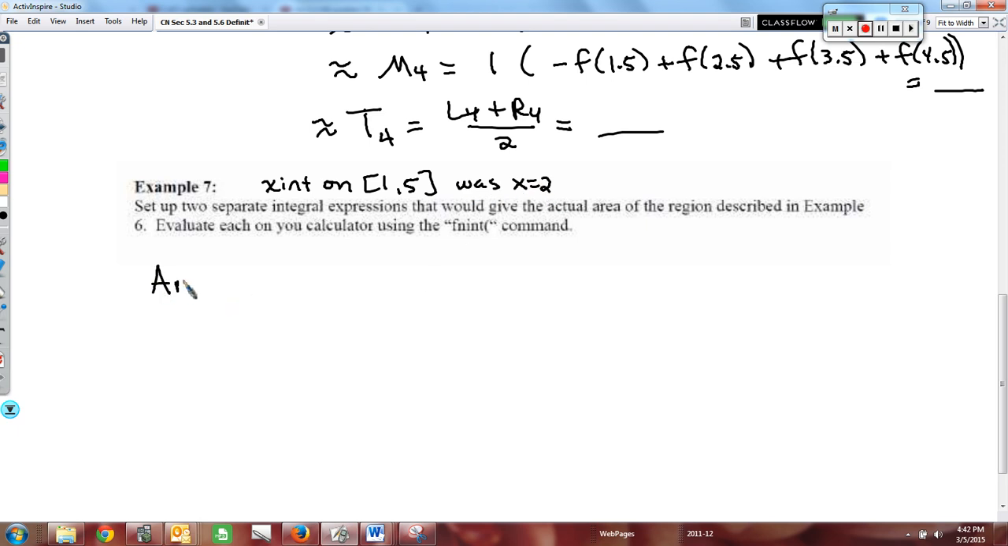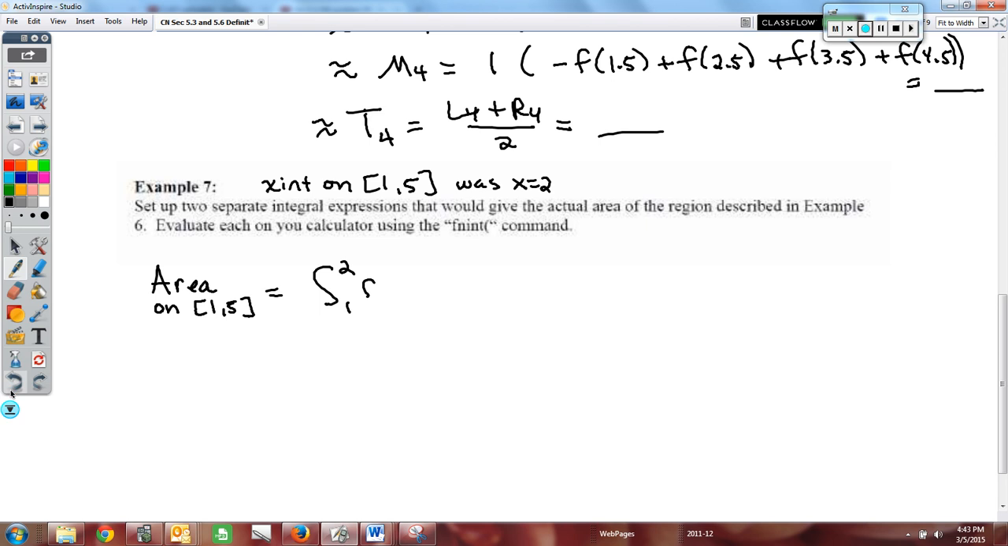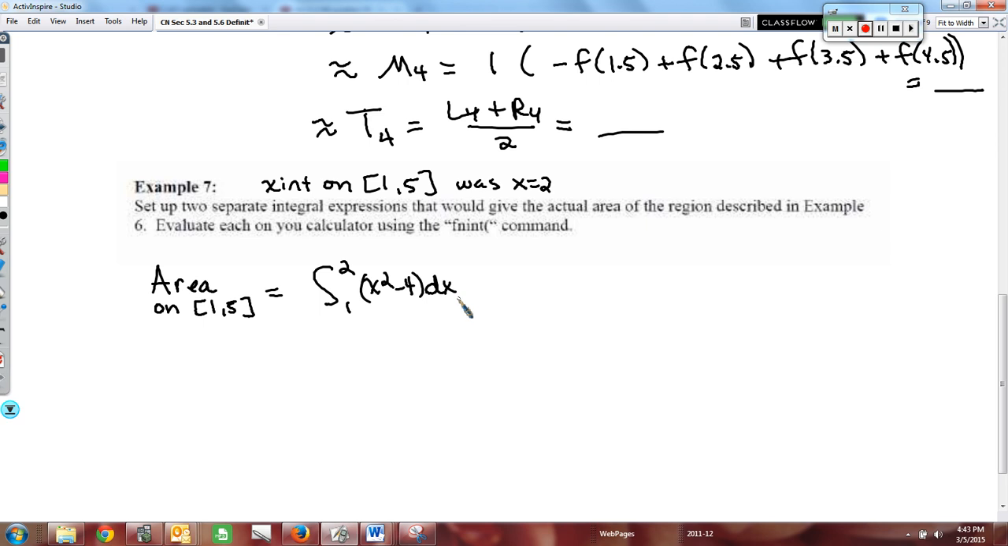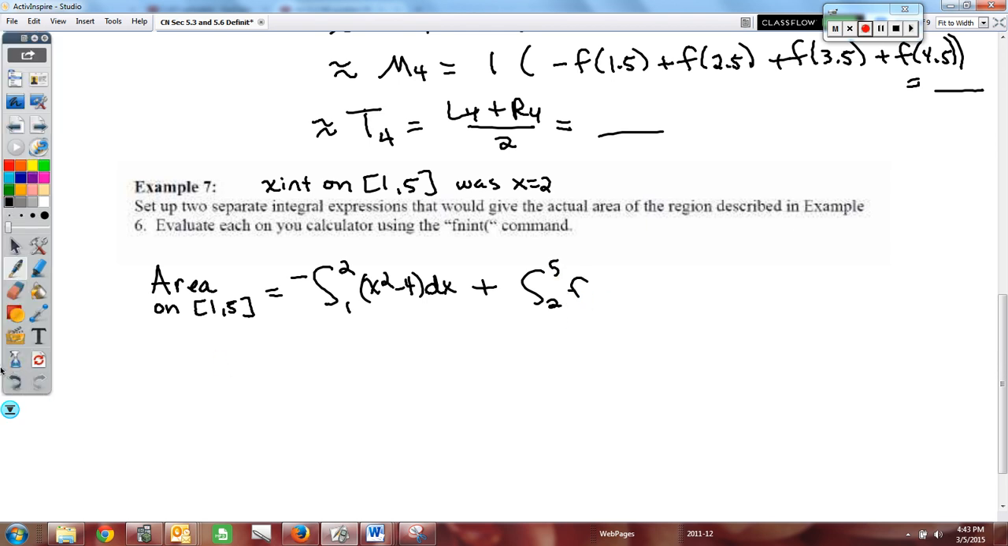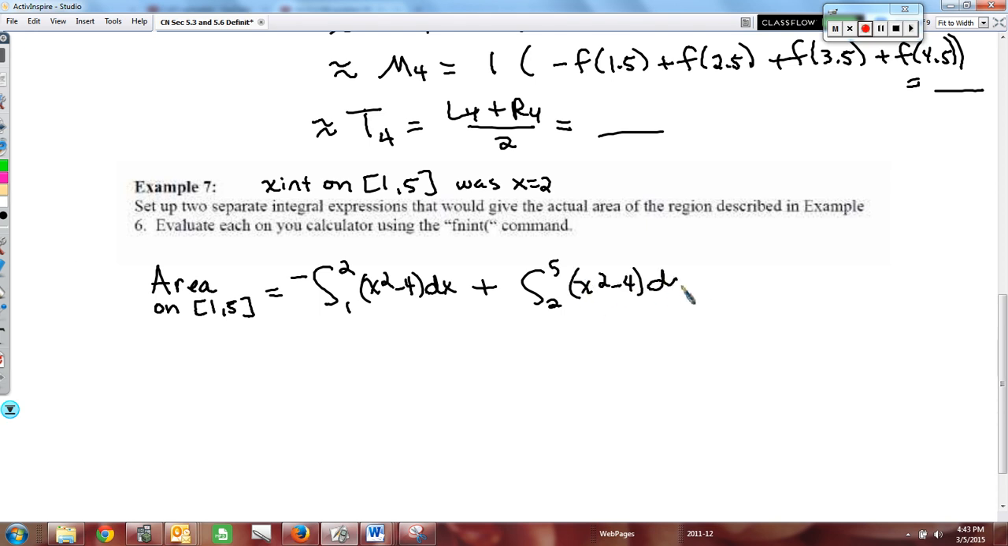So I would say that my area on 1 to 5, the area of the region, and you can fill in the extra, is going to be the integral from 1 to 2 of this function, and since I know it, I might as well put it in there, which was x squared minus 4 dx. But that's a negative number, so I make it positive, and then I add the area from 2 to 5 of the function. And so we could do it by setting it up that way.